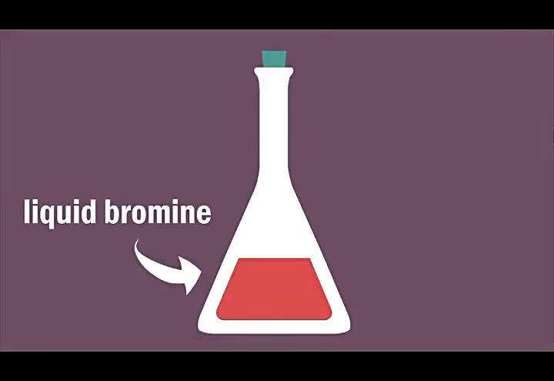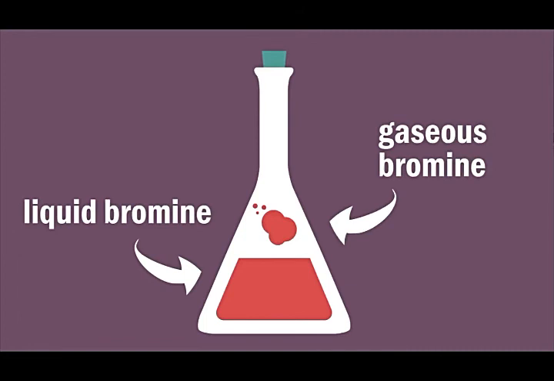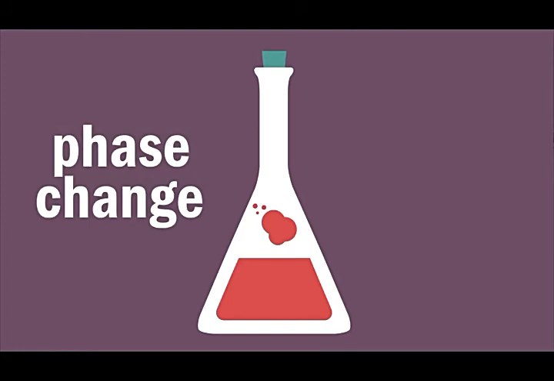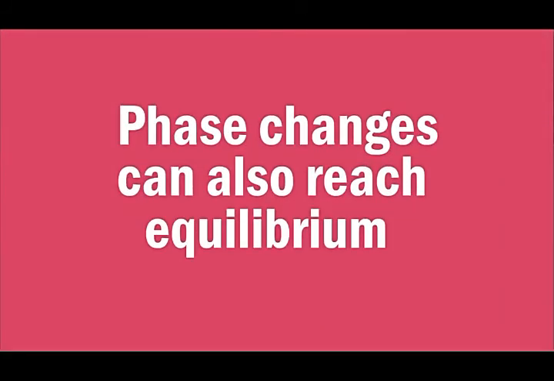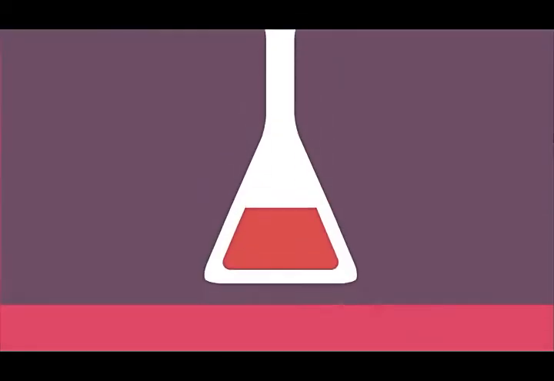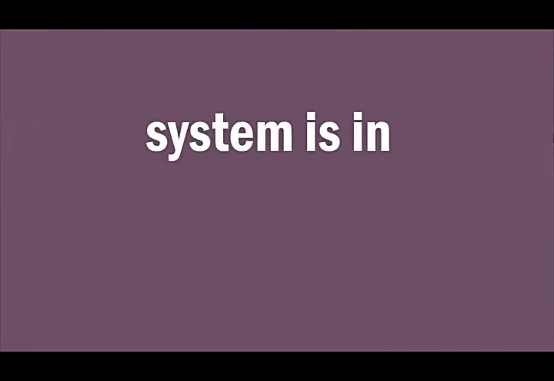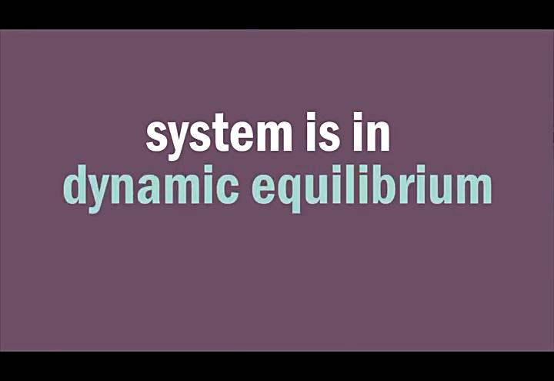Liquid bromine equilibrates to form gaseous bromine at room temperature. Remember that this is not a reaction, but rather a phase change. Phase changes can also reach equilibrium under the correct conditions. As liquid bromine evaporates, gaseous bromine condenses. Since these two processes are occurring simultaneously at the same rate, there's no observable macroscopic change, and the system is in fact in dynamic equilibrium.